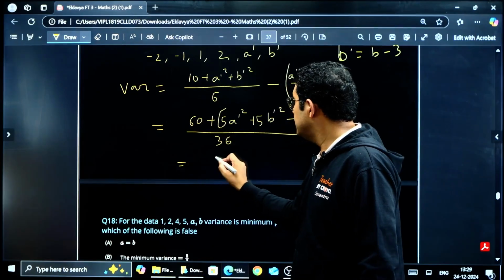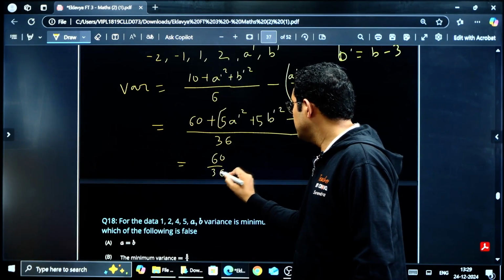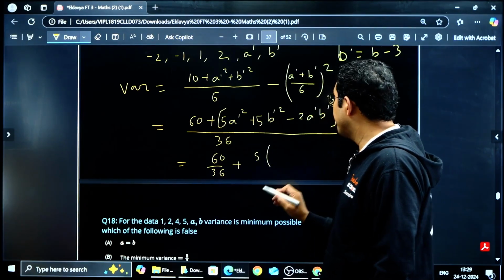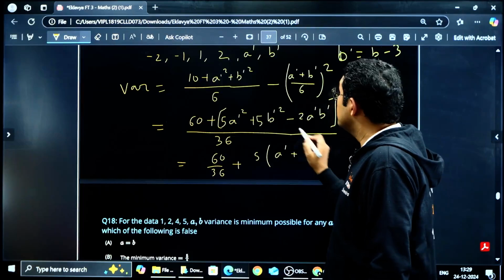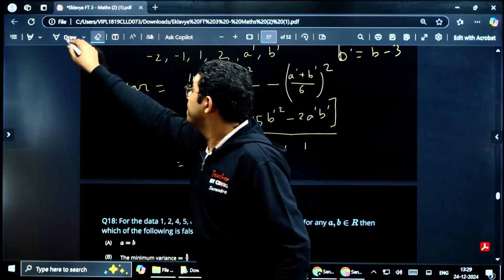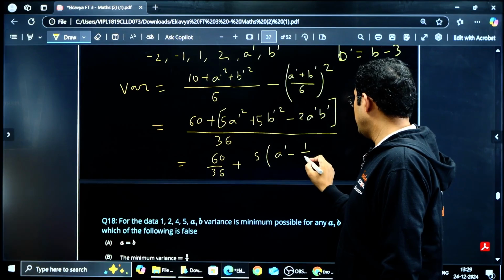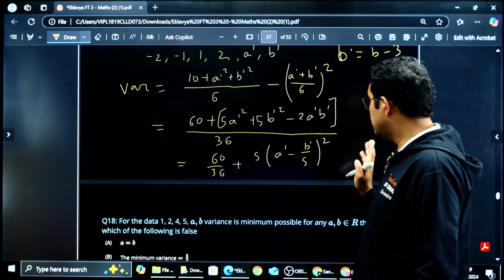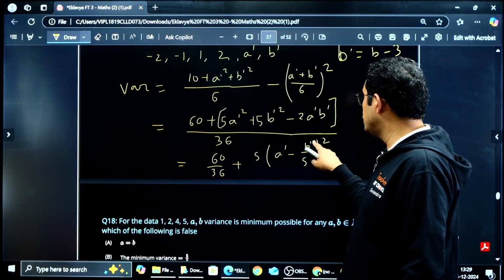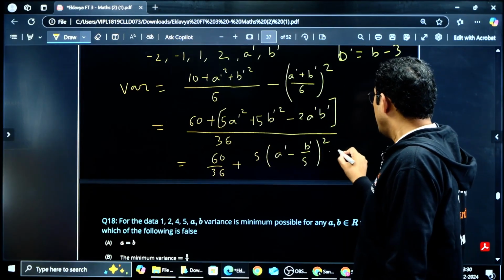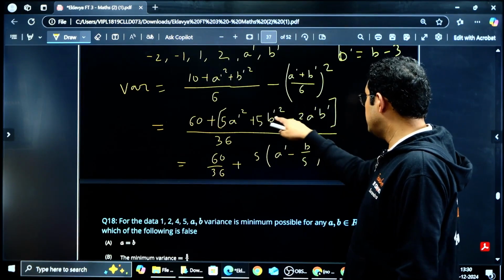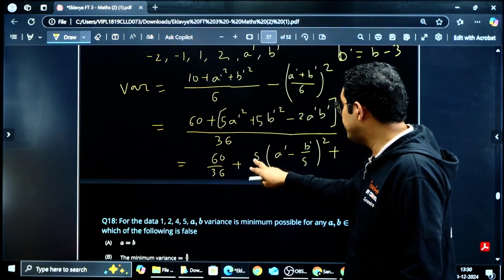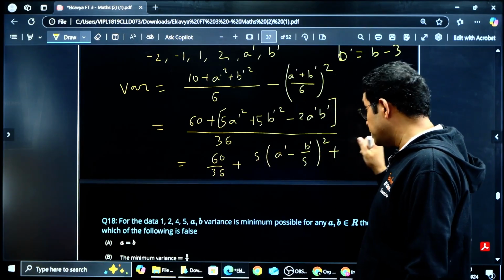Please see, I can write it as 60 upon 36 plus, I think I can make the complete square here by writing 5 outside and a' minus 1 upon 5 into b', whole square. Let us check. A' square is completed, and the 2ab term, minus 2a'b' upon 5 into 5, is also completed. And then we have to add a term for this 5b square, because we are having as of now only b' square upon 5.